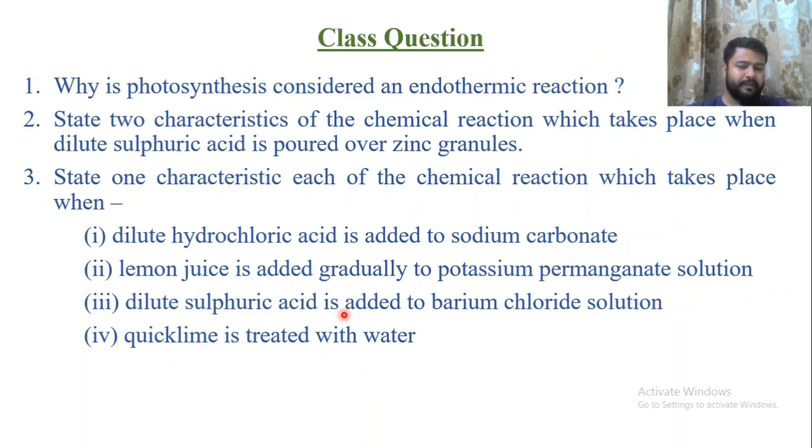Dilute sulfuric acid is added to barium chloride, formation of precipitate. Quicklime is treated with water, evolution of gas or change in temperature. So these are the questions which you need to keep in mind. If you have any doubt, you just pause your video, rewind it, and listen again.